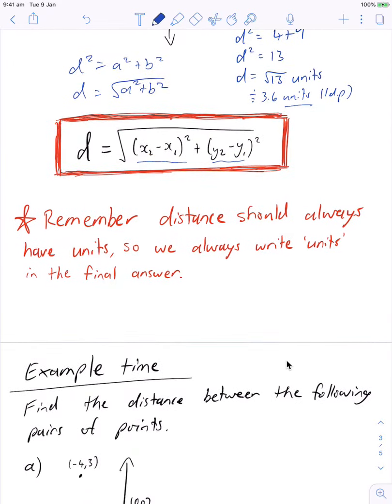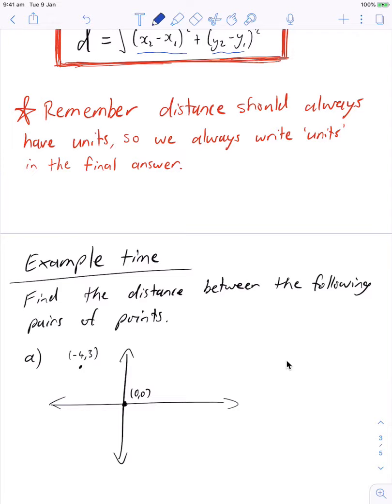Let's have a look at some examples. So let's find the distance between the following pairs of points. I've got minus 4, 3, and 0, 0. So this one's a pretty straightforward one. We can just draw a nice little triangle here and try and hit the mark. We can just apply Pythag.